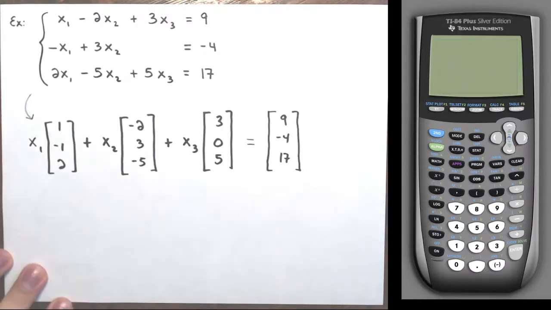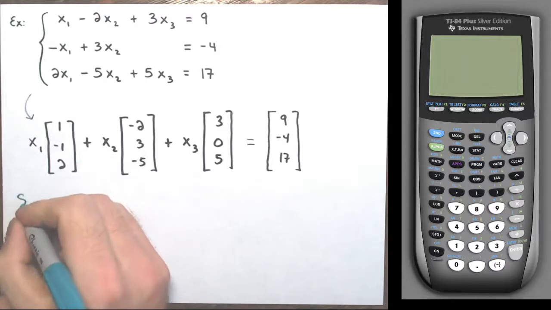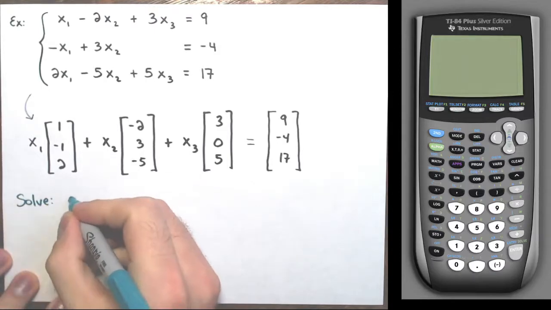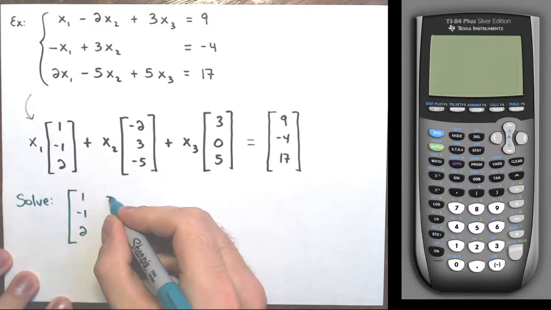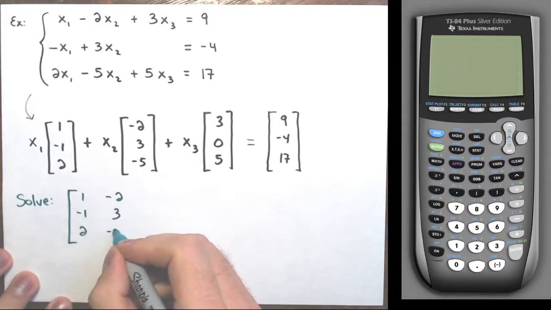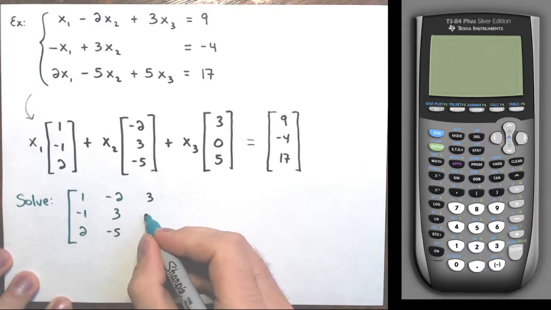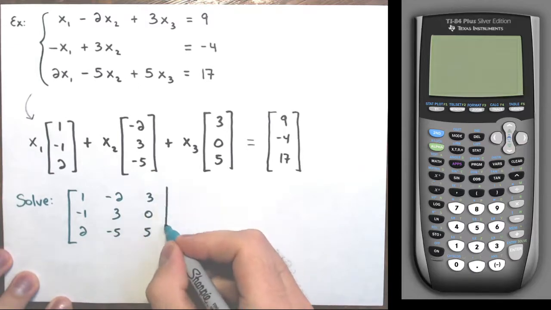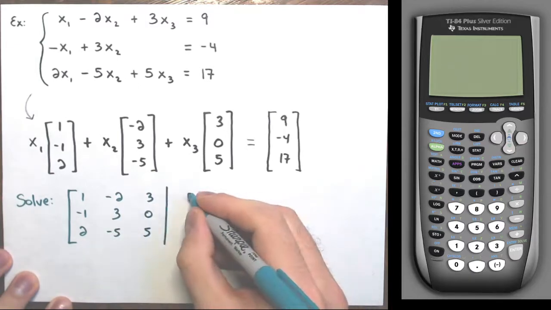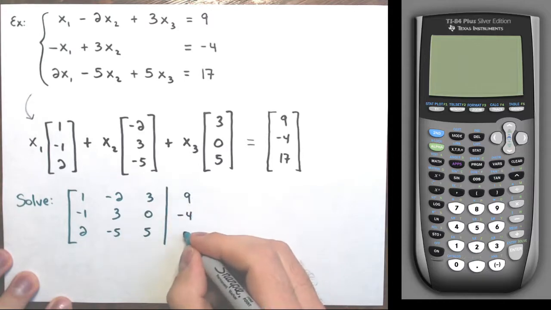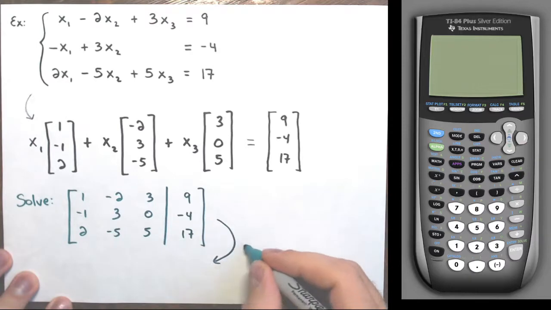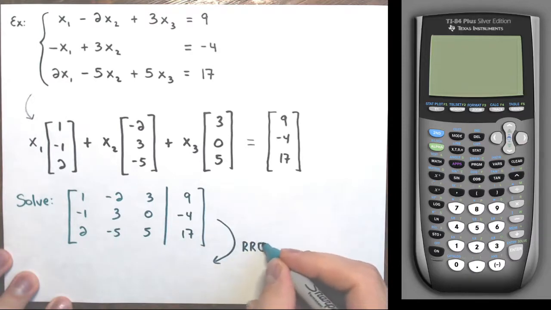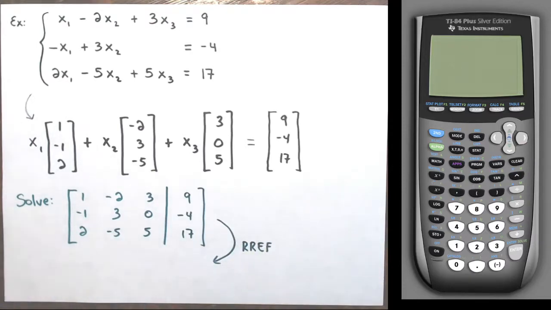So here's where I go into solving. Again, just the augmented matrix with the coefficients of x1, the coefficients of x2, the coefficients of x3, a little bar for where the equal sign is, and then the constants. Like I said, I'm just going to go to the calculator and put this in reduced row echelon form.